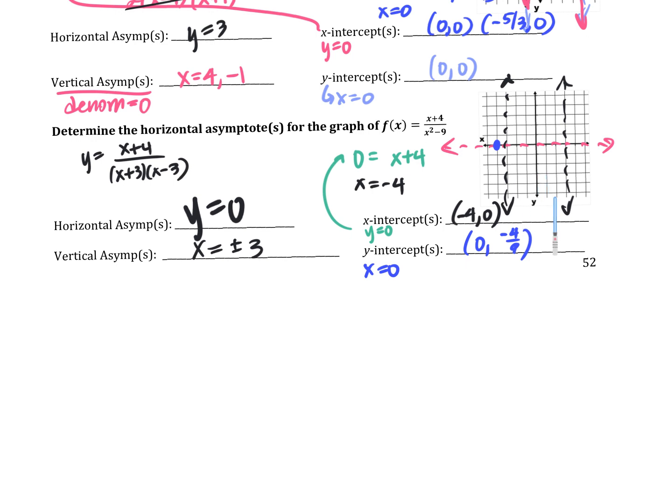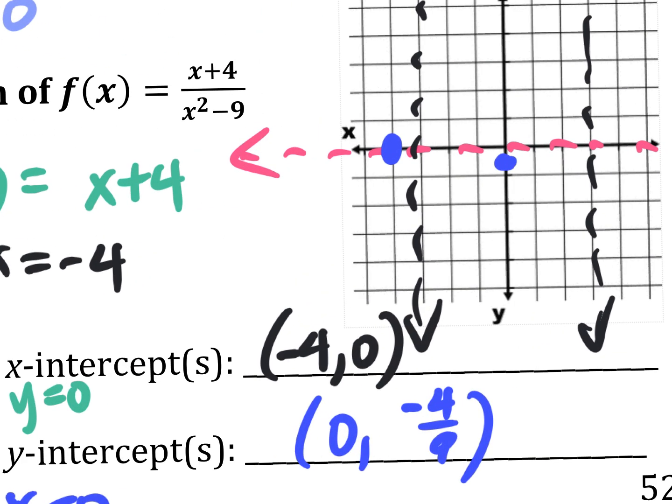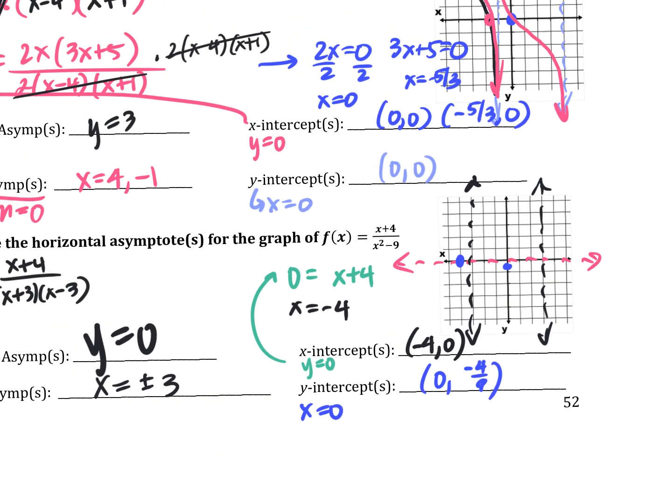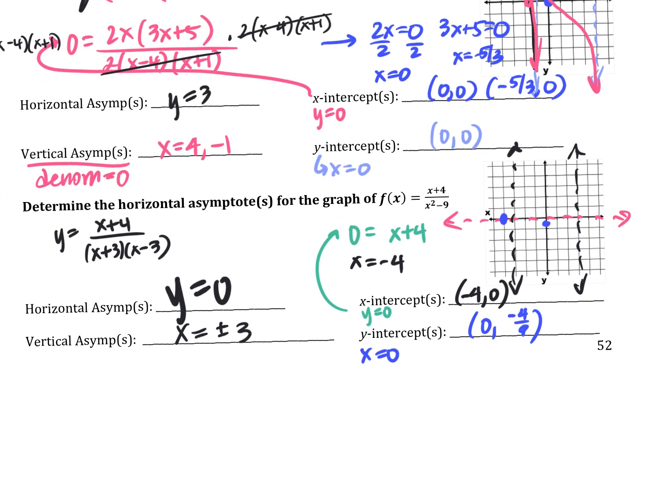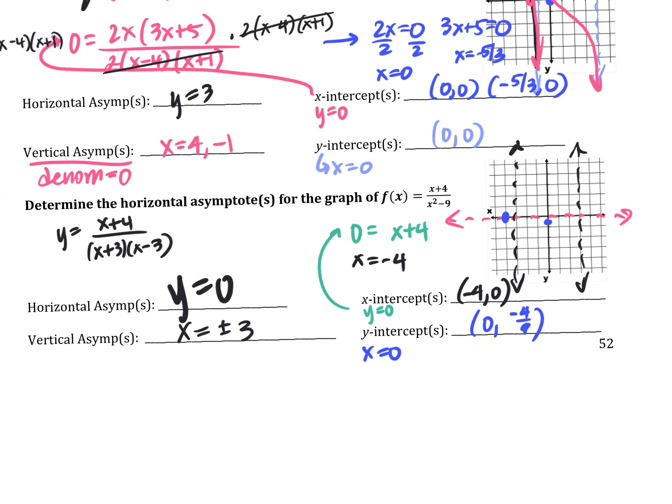Okay. So I'm going to go 0, and I'm going to go down 4/9. I'm going to go about halfway. Guys, we're estimating. That's all the blueprint I have. Then I'm going to type this into my calculator just to make sure that what I have matches their blueprint. So x plus 4 over x squared minus 9. Does this look like it can fit our restraints?